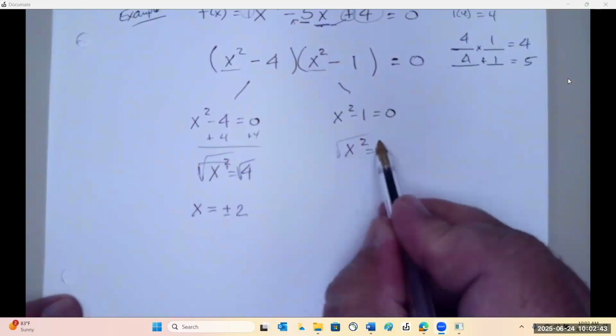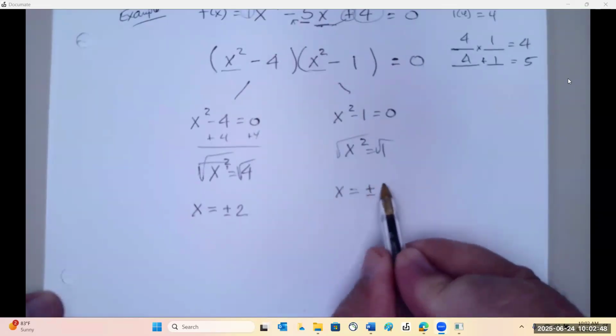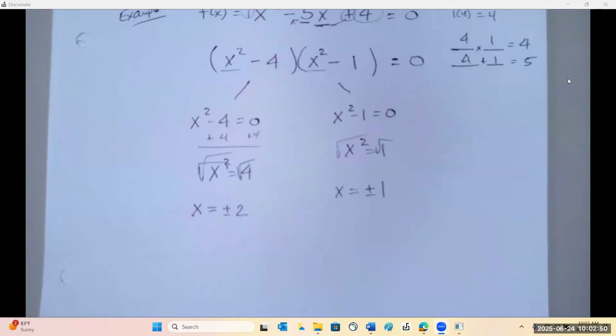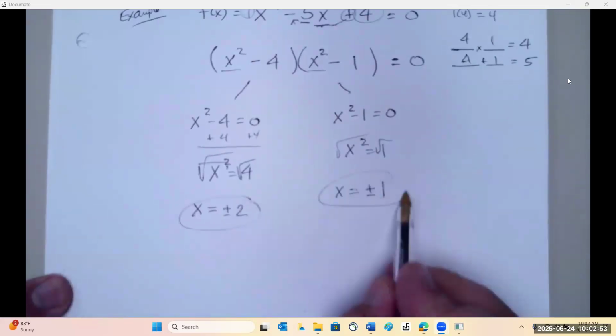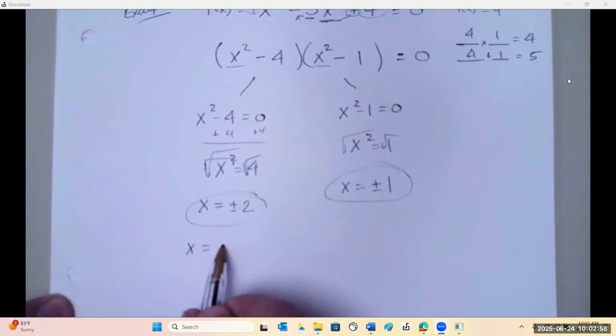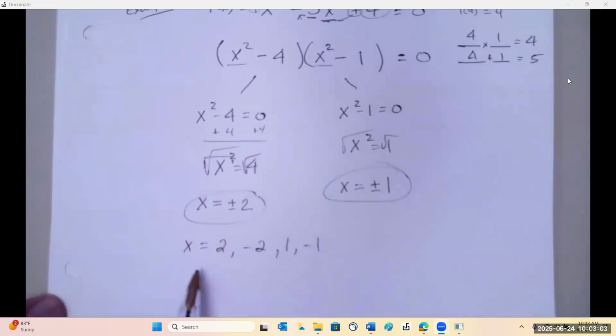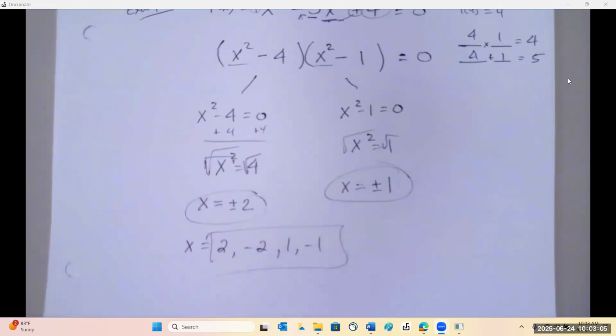Same thing on this side. So x is equal to plus or minus 1. These are my 4 answers. X equals 2, negative 2, 1, negative 1. Those are my 4 answers. Everybody okay with that?